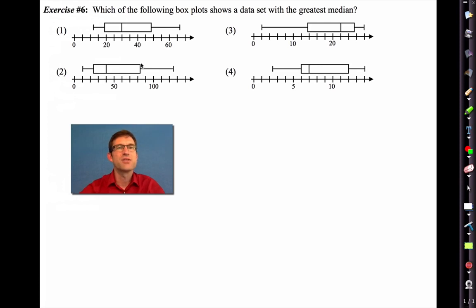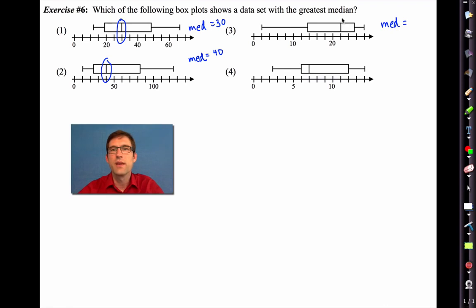All right, let's do it. Well, I'm just going to list them out one by one. The median on this one is right here. But watch out, that's a 30, right? Because it's halfway between 20 and 40. On number 2, the median is right here. But that's a 40. These things are going by 10, 10, 20, 30, 40, 50, right? That's a median of 40, so that one's higher.